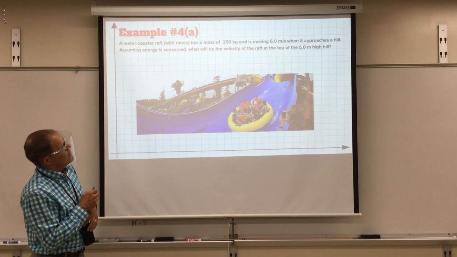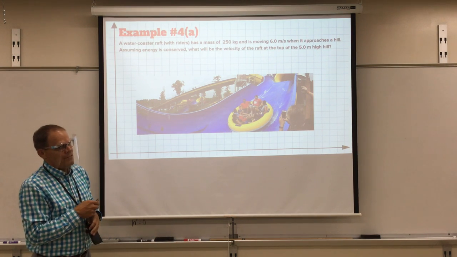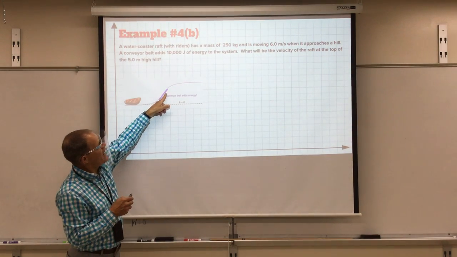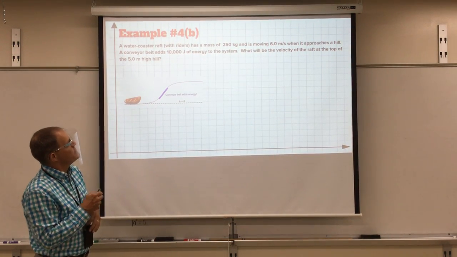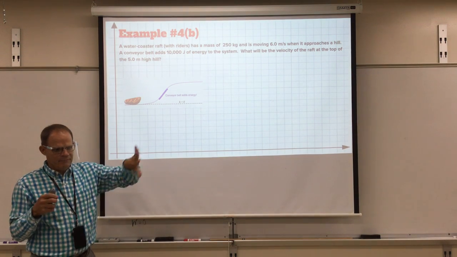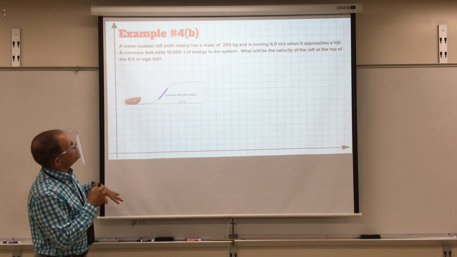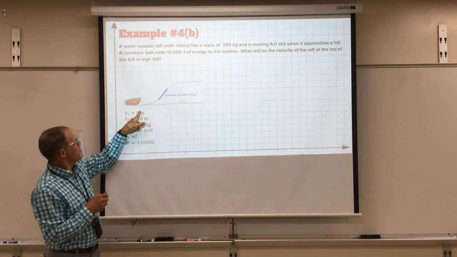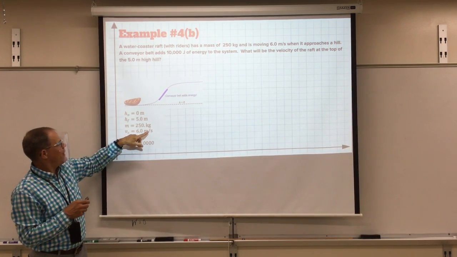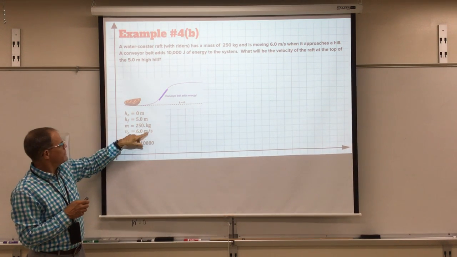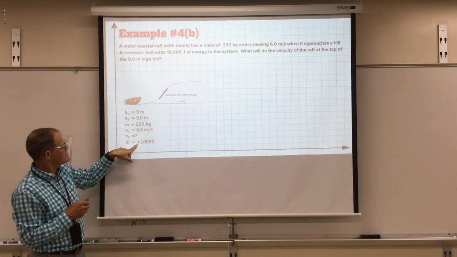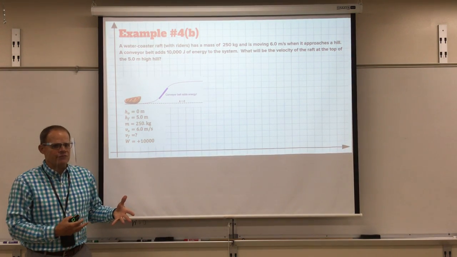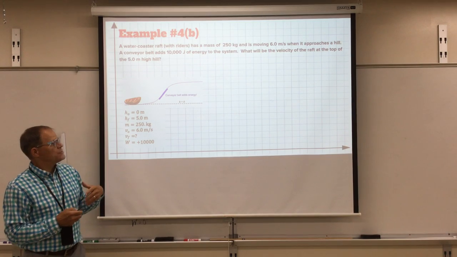So, the real version of the roller coaster has a conveyor belt which adds energy. My estimate is about 10,000 joules of energy for that thing, okay? So when you do all that, you can solve this problem. I'm just going to show you. You still have an initial height of 0, a final height of 5, your mass is 250 kilograms, your initial velocity is 6, and now your work is plus 10,000. We're going to add 10,000 joules of energy. And now I ask, how fast are you moving?